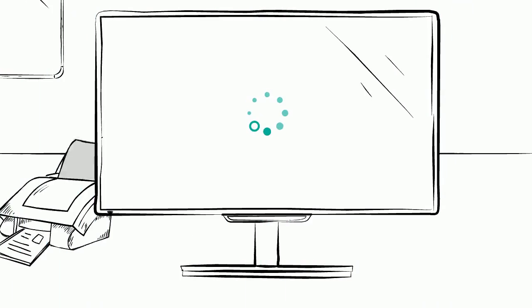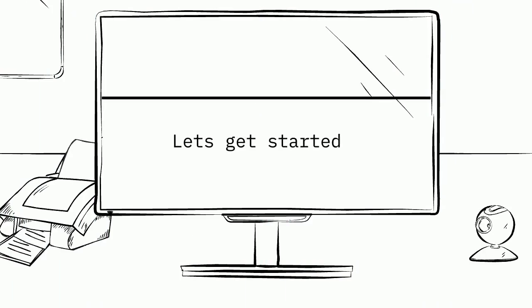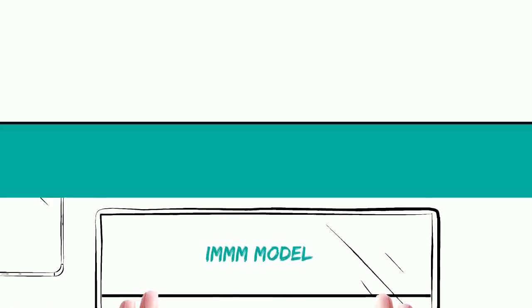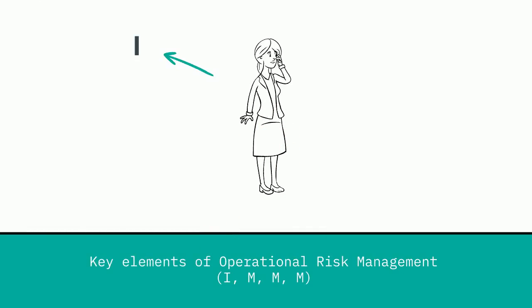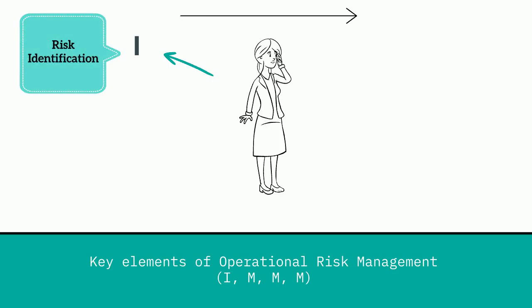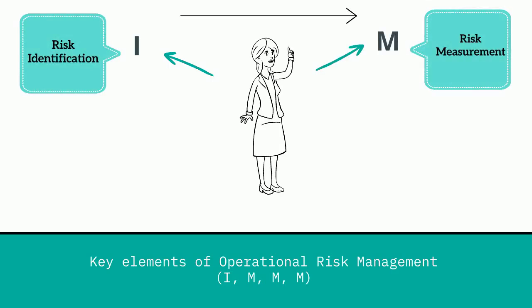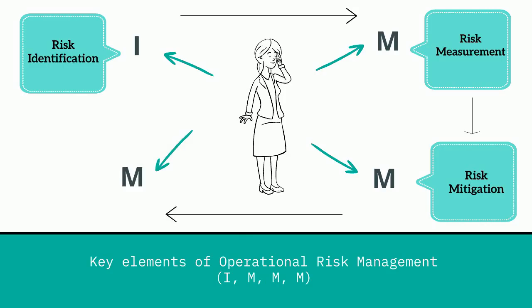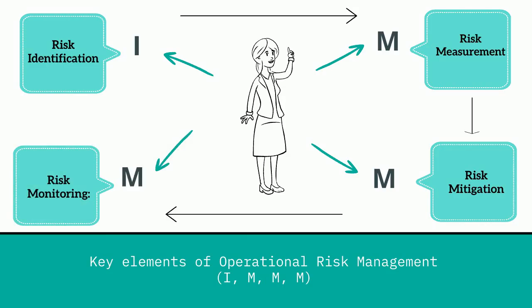Now that we have seen how the ORM framework looks like, we will discuss the operational risk management in the context of banks, which can be explained in the form of IMMM model, where I stands for risk identification. The first M stands for risk measurement. The second M stands for risk mitigation, and the third M stands for risk monitoring.